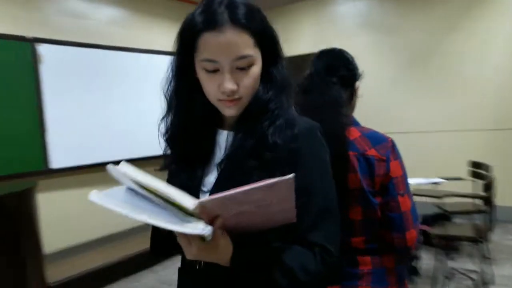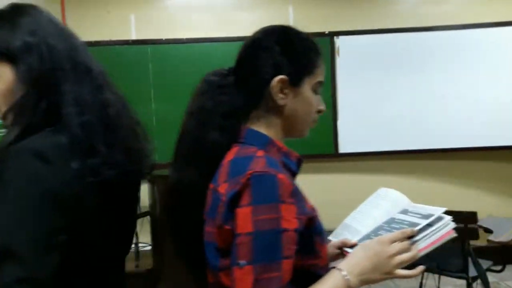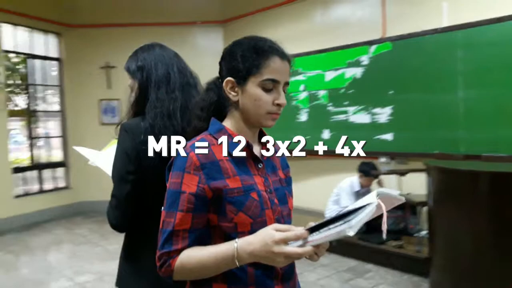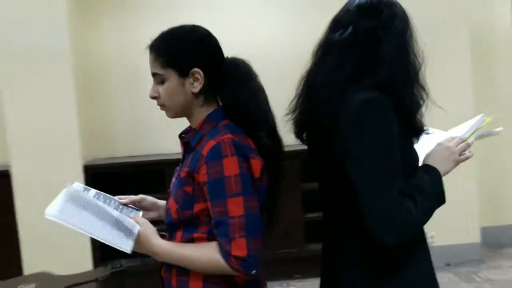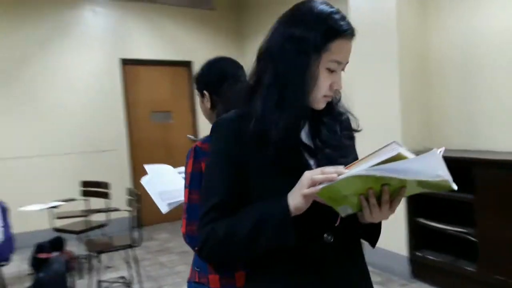In the Chicken Publishing House, the marginal revenue function for a book is given by MR is equal to 12 minus 3x squared plus 4x. Find the total revenue and the corresponding demand function.